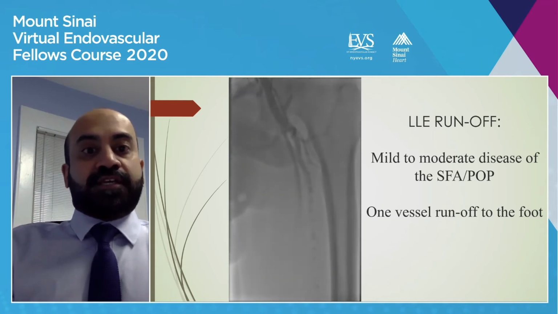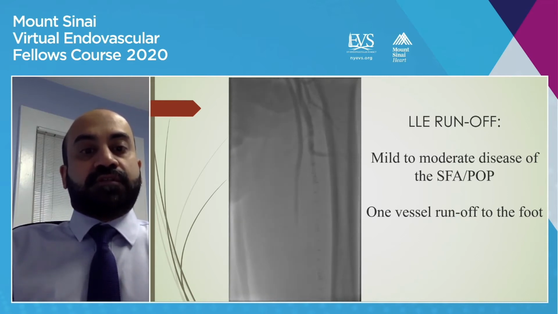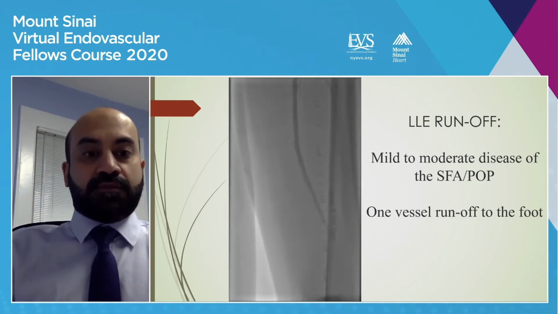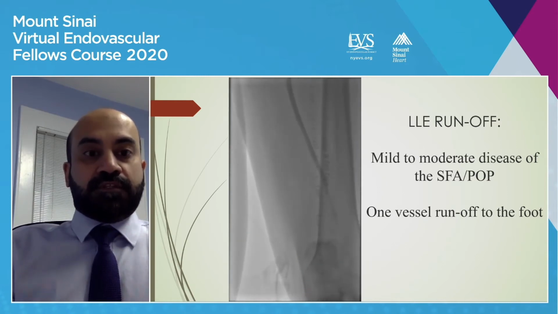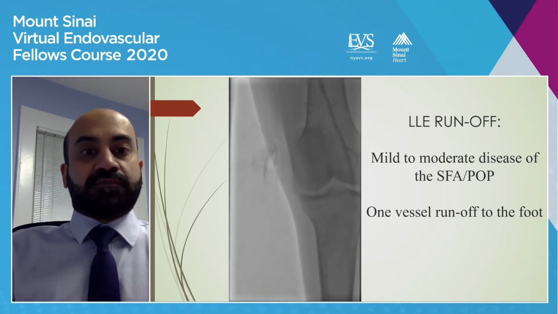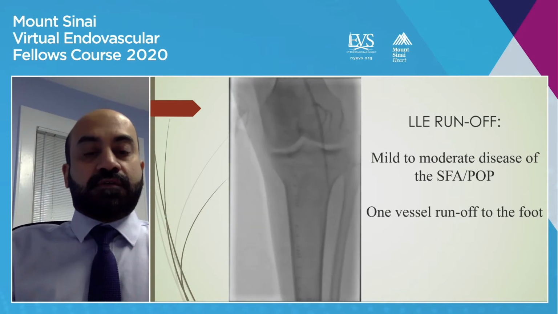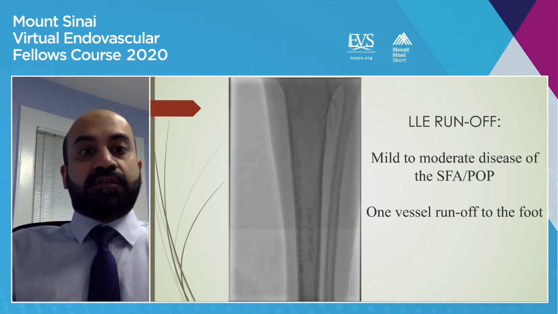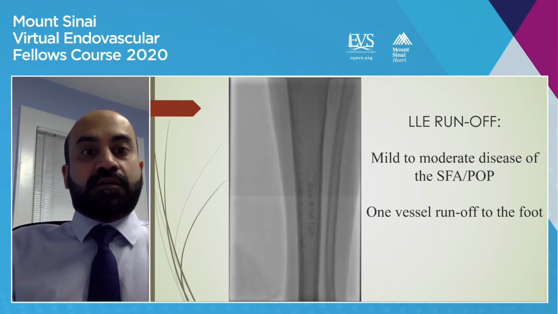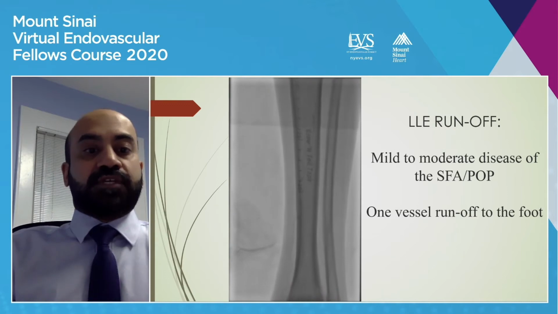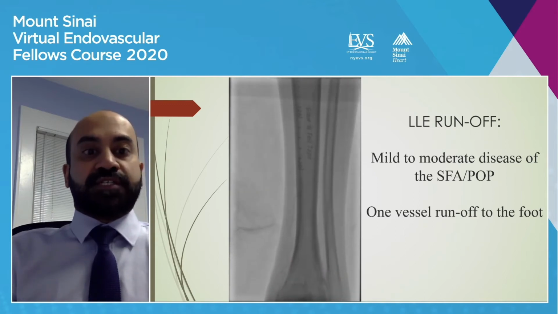So here is a left lower extremity runoff. As you can see, there's minimal disease of the SFA pop segment, but below the knee, there's at most one vessel runoff, mostly supplied by the peroneal collaterals. You can see them better in the subsequent DSA images.